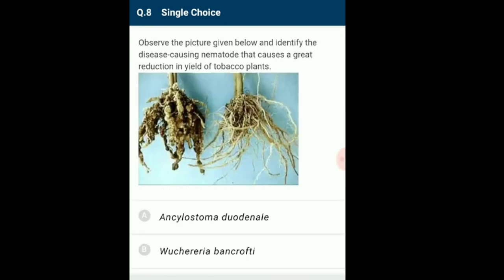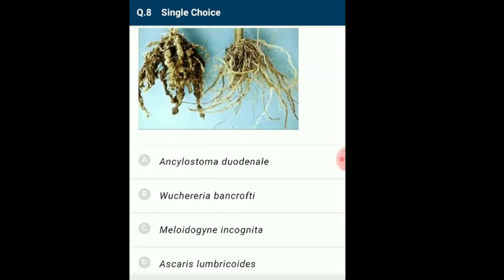Question number 8. Observe the picture given below and identify the disease causing nematode that causes a great reduction in yield of tobacco plants. A nematode, Meloidogyne incognita, infects the roots of tobacco plant and causes a great reduction in yield by causing root knot disease. So the answer for this question is option C, Meloidogyne incognita.